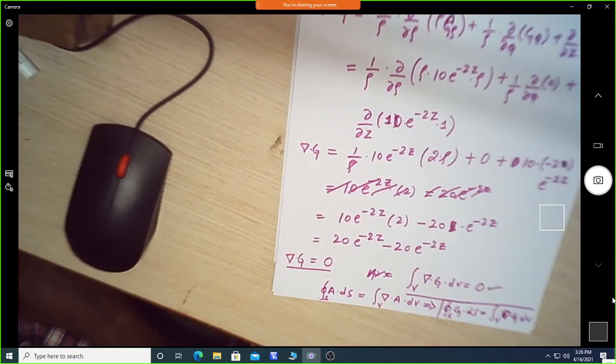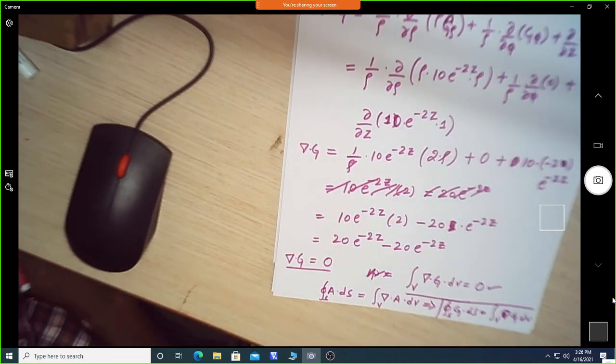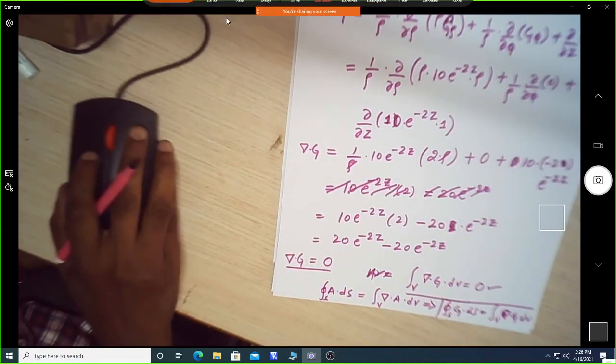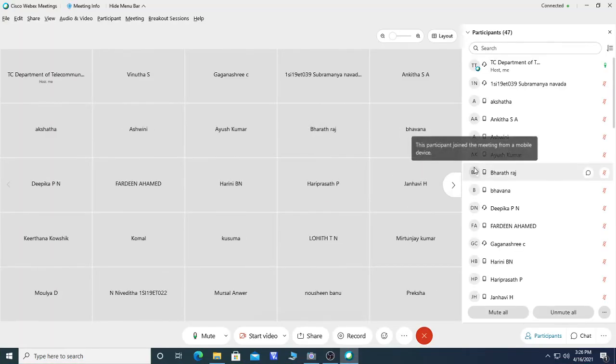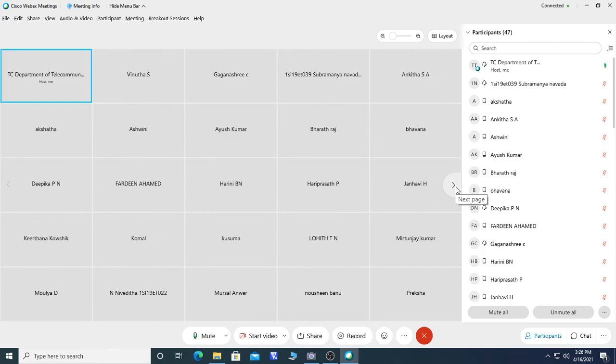So is it understood? Any doubt? Hello? They will ask for the proving of this divergence theorem, so you need to be very careful while doing this one. Is it understood? Any doubt?